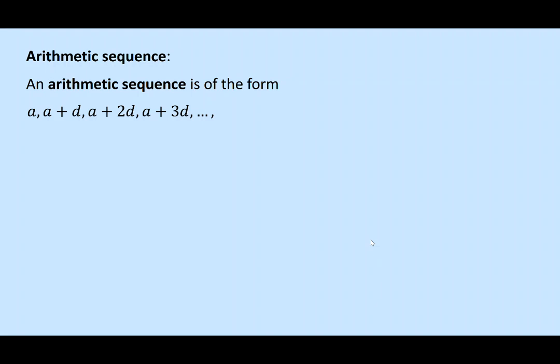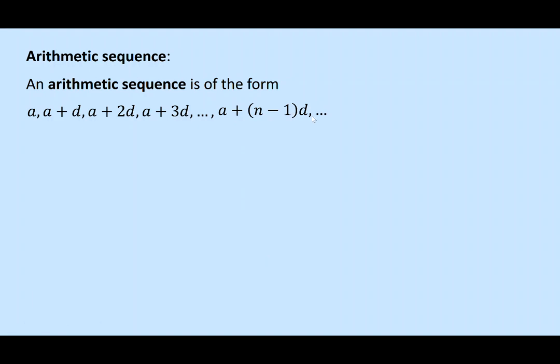Let me start with the third term. The third term has a plus 2d. Notice how I'm phrasing it. The third term, insisting on third, has a plus 2d. Third has a 2. Fourth has a 3. Fifth has a 4. Nth has an n minus 1. So basically, the nth term would be a plus the quantity n minus 1 times d.